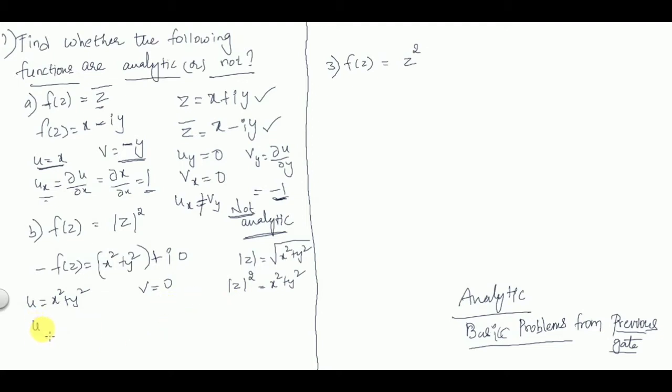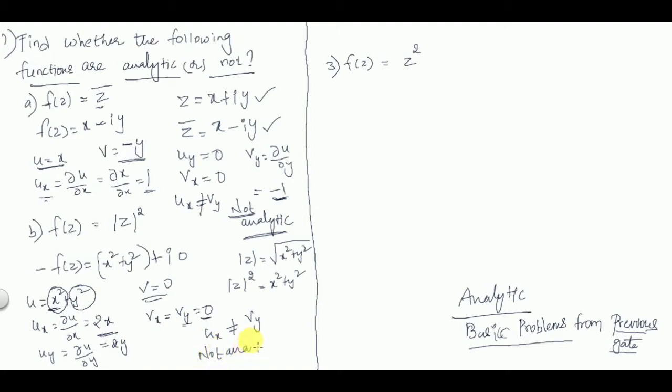Okay, right, then what is ux? ux is dou u by dou x. So differentiating with respect to x, only this term remains, because when you are differentiating with respect to x, y is treated as constant and differentiation of a constant is 0. So dou u by dou x is 2x. Similarly uy, when you are differentiating with respect to y, you are taking x as constant, so this becomes 0, so you'll get 2y. And since v is equal to 0, you'll get vx equal to vy equal to 0. And in this case also ux is not equal to vy because ux is 2x and vy is 0. Okay, so it is not analytic.